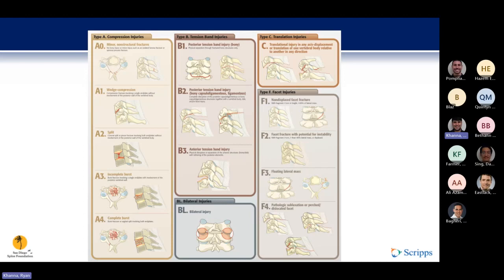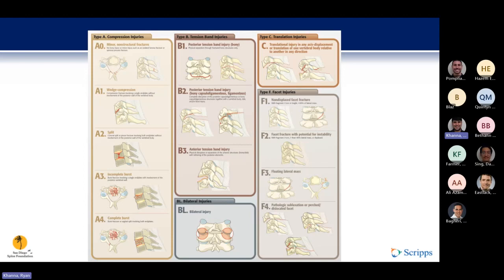B was a tension band injury, with B1 being a posterior bony tension band injury, B2 referring to a posterior ligamentous tension band injury, and B3 an anterior tension band injury. BL referred to bilateral injury, self-explanatory.